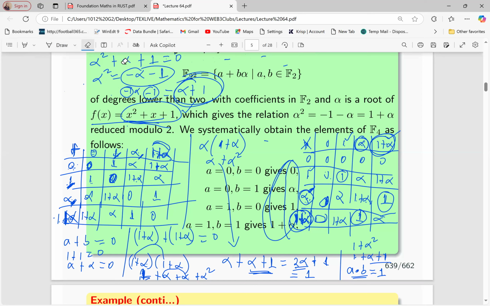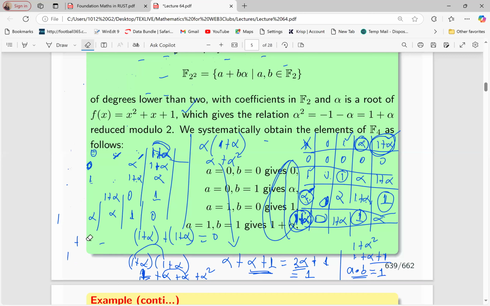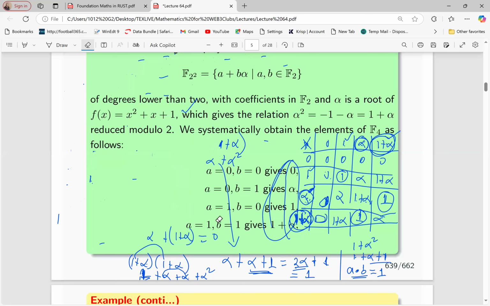So that's how we've generated the elements of the extension F22. After that, we've seen how to add those elements and how to multiply the elements of the extension. So again, we can take another example and emphasize how to come up with an irreducible polynomial, how to add the elements of the extension, and how to multiply them again.